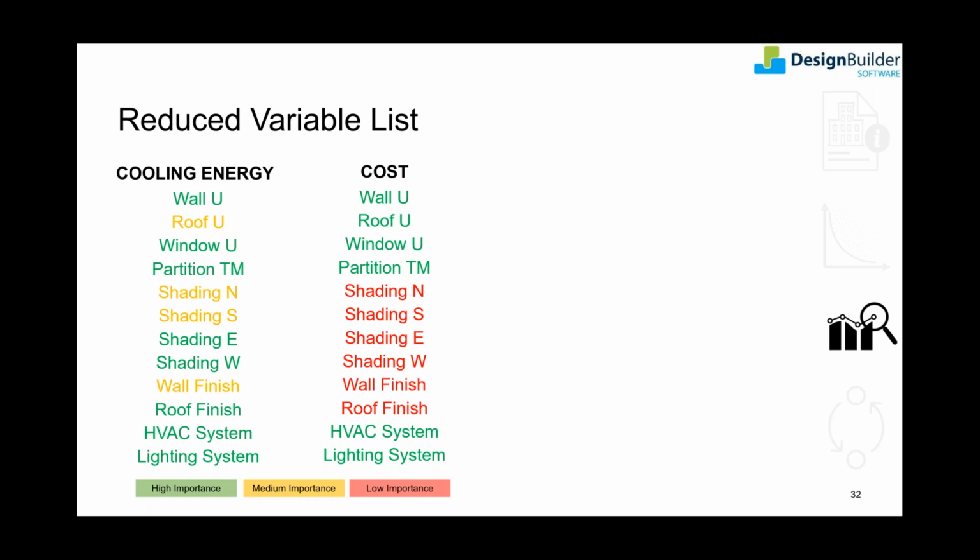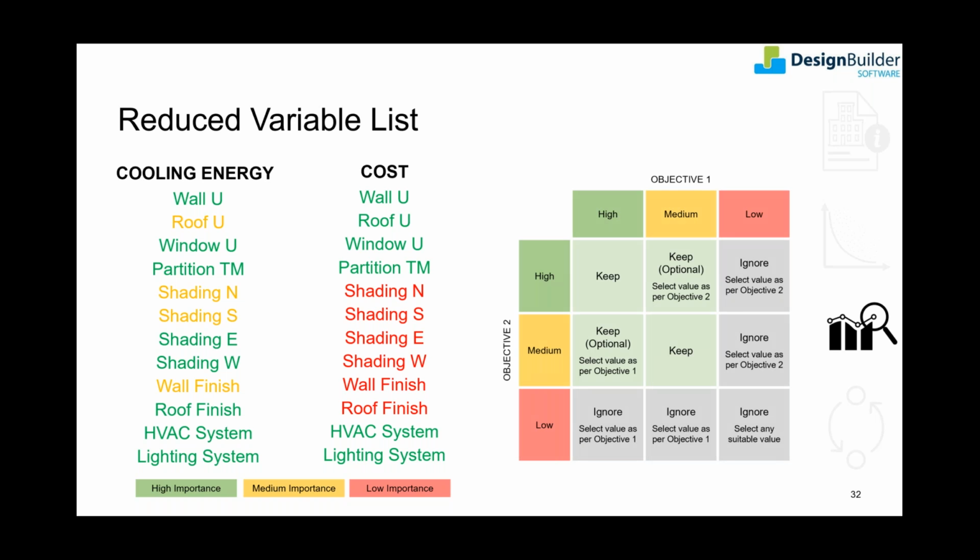These are the sensitivity analysis results listed for cooling energy and cost, highlighted based on their level of sensitivity. Low, medium, and high are marked in red, yellow, and green colors respectively. Now we see the process to select the variables for a simplified optimization based on these sensitivity analysis results. This is the decision matrix that was followed.